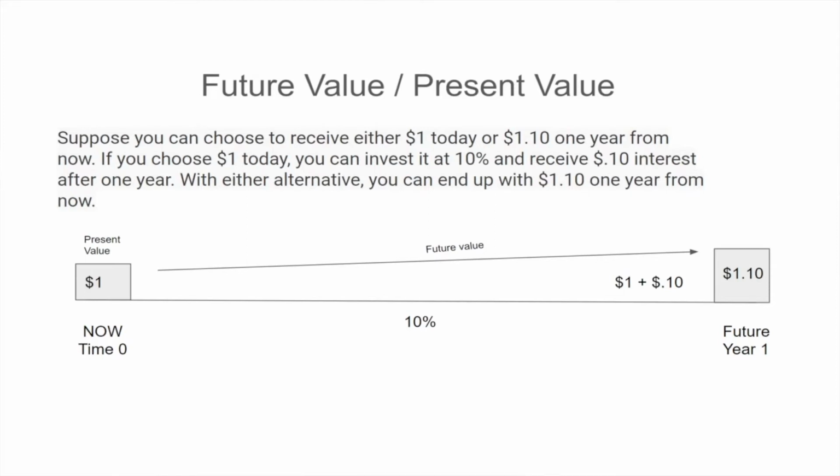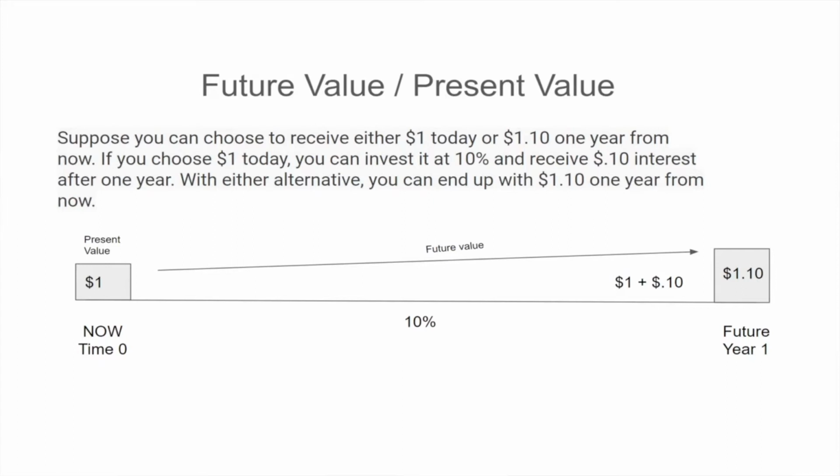If you look at this little graphic that I have here, dollar now, it earns 10%, it grows a little bit, hence this little bit of slope. Right at the end of that year, you'll have $1.10. We call that $1.10 that you get in the future the future value. That is the future value of that dollar.